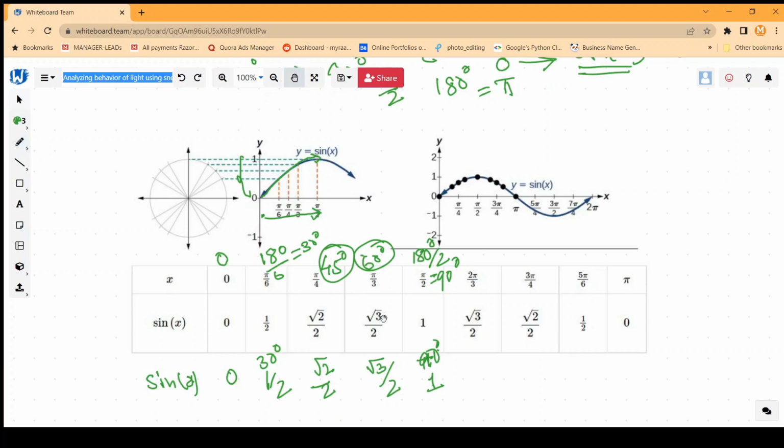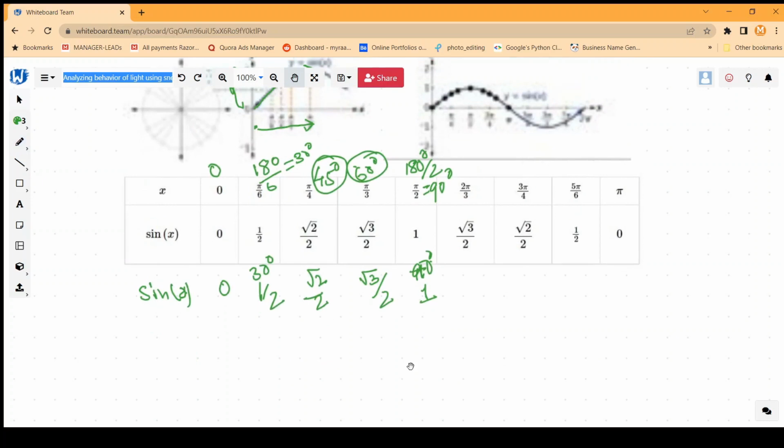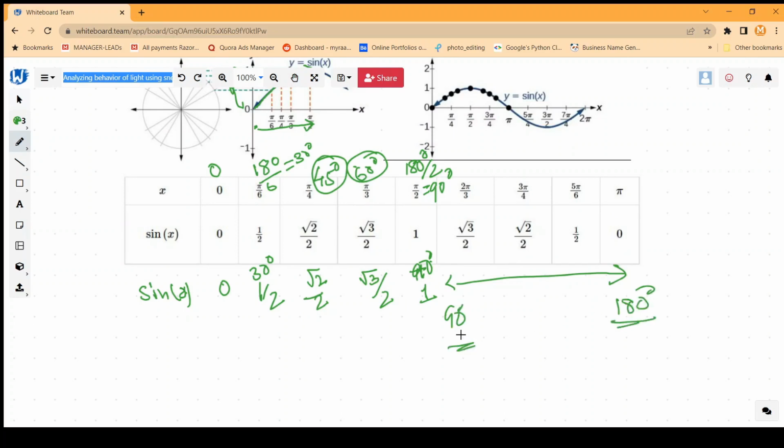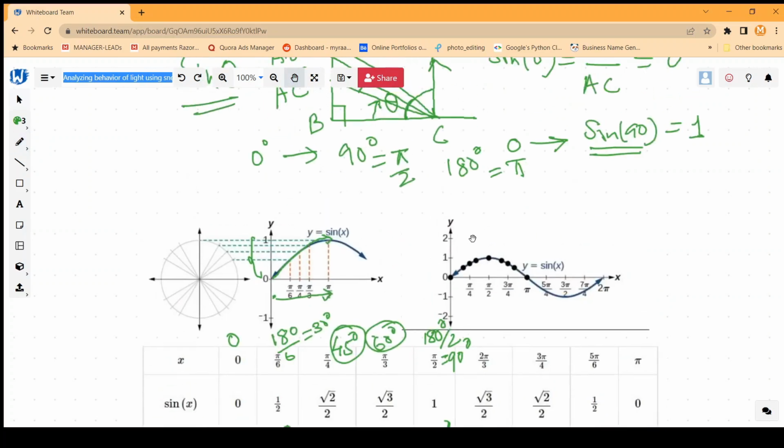And also you can refer to the values between 90 degrees and 180 degrees using this table in the future whenever you need it. So this is from 90 degrees to 180 degrees. So it actually decreases. So this is 0, this is 90 degrees, and then the value starts decreasing and again becomes 0 at 180 degrees.